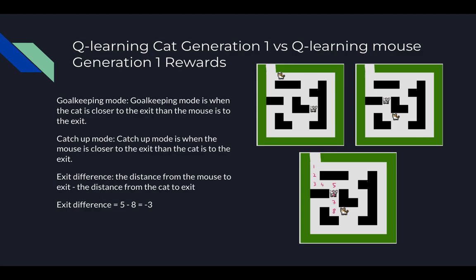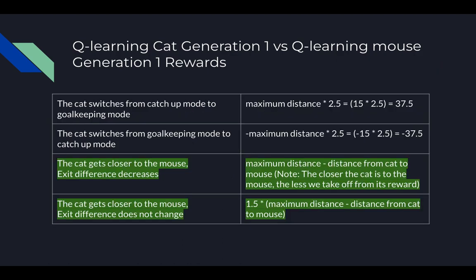When training the cat, we introduce three additional factors into our rewards. Goalkeeping mode. Goalkeeping mode is when the cat is closer to the exit than the mouse is to the exit. The top left image is an example of the cat in goalkeeping mode. Catch-up mode. Catch-up mode is when the mouse is closer to the exit than the cat is to the exit. The top right image is an example of the cat in catch-up mode. Exit difference. This is defined as the distance from the mouse to the exit minus the distance from the cat to the exit. In the bottom image, the distance from the mouse to the exit is 5, while the distance from the cat to the exit is 8.